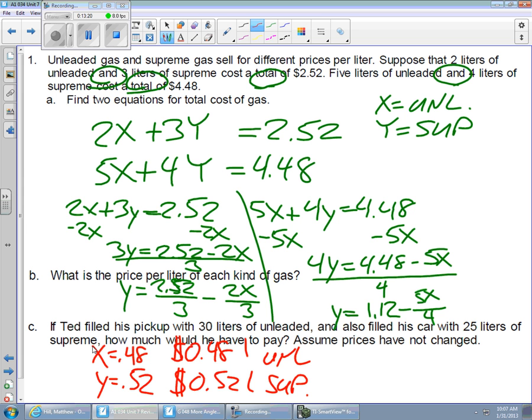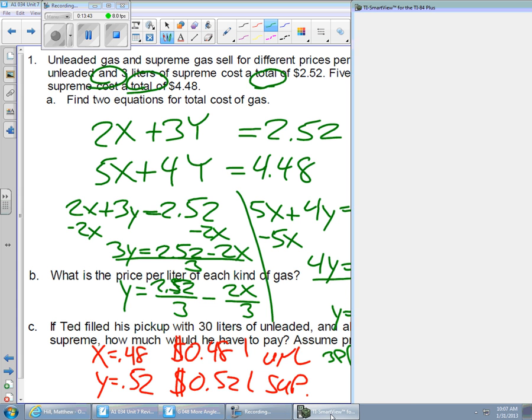Well, we know how much the price is for unleaded. It's 30 times 48 cents. And that's a plus. He filled his car with 25 liters of Supreme, so 25 times 52 cents. And they want to know how much he would have to pay. That's just a calculator issue right there. You can take it to your calculator and get an answer.